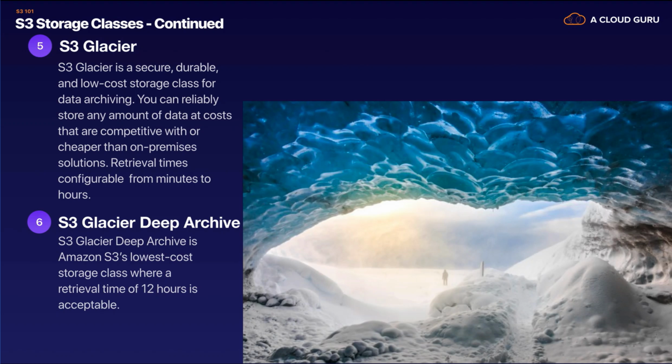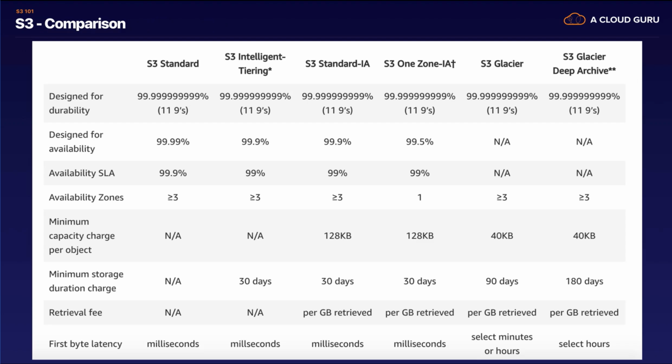And then we have S3 Glacier Deep Archive, and this is the lowest cost storage class available for AWS, and it's where a retrieval time of 12 hours is acceptable. So basically you put it into Deep Archive, but when you want to go and access that data, you accept that you won't be able to get it for 12 hours from when you first make the request. So those are our 6 different storage classes that are available.